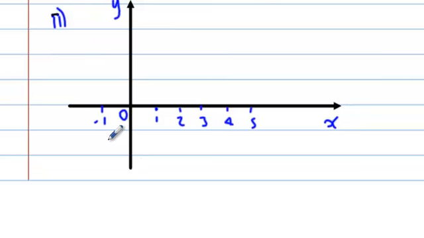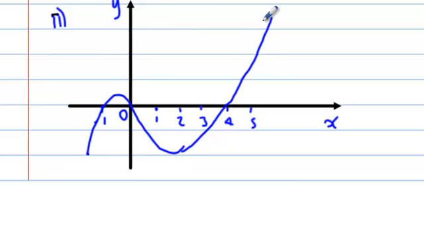So the function goes through negative 1, 0 and 4. It's a cubic. So it's this kind of shape. It's difficult to draw on a tablet. Avoid little things like that on your curve where possible. Try and draw it as a single smooth curve.